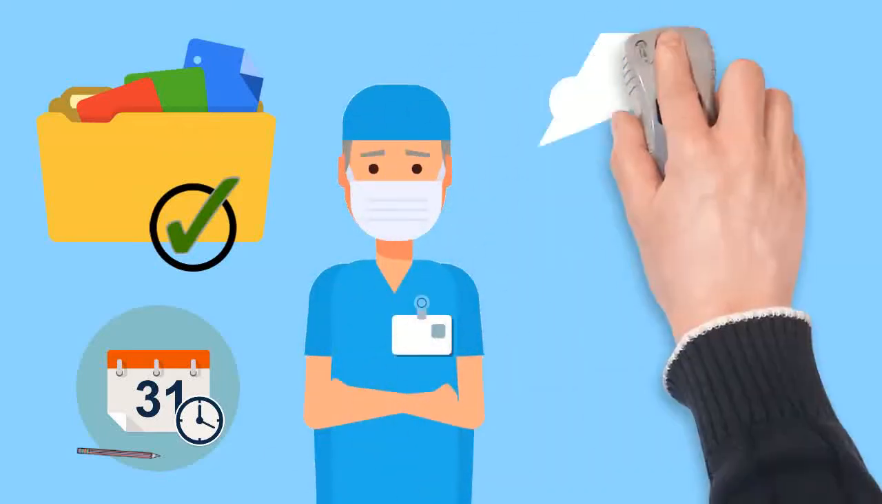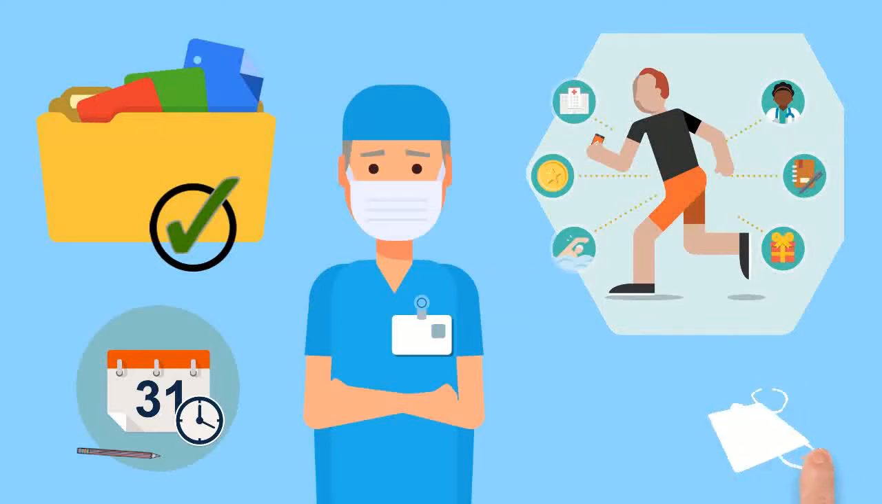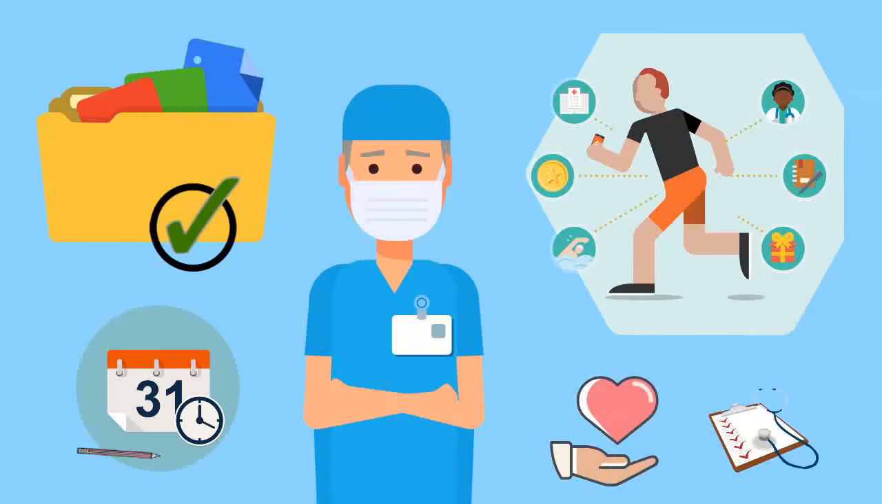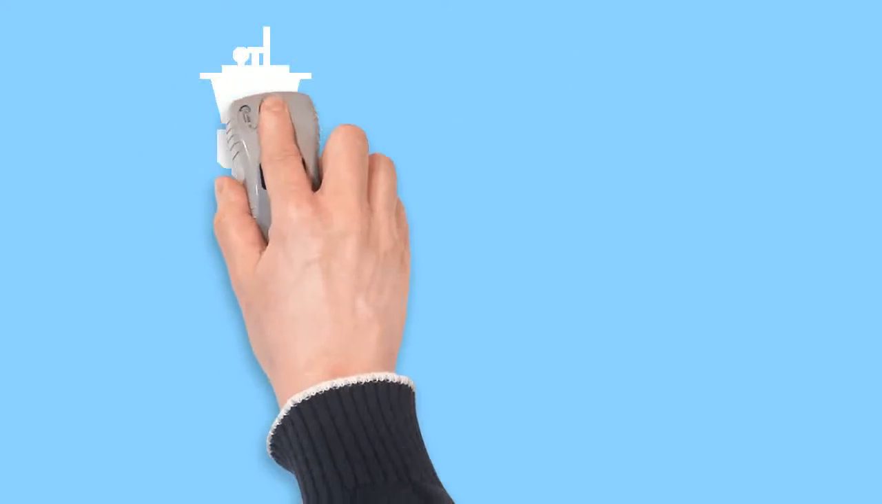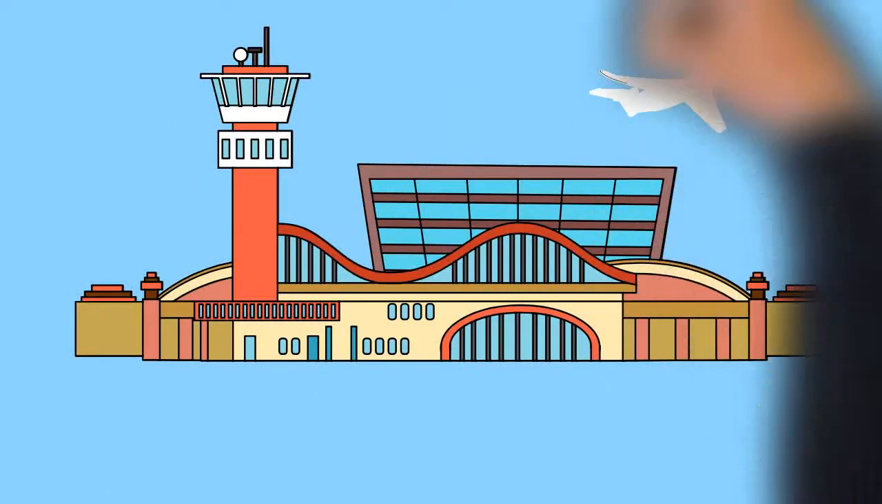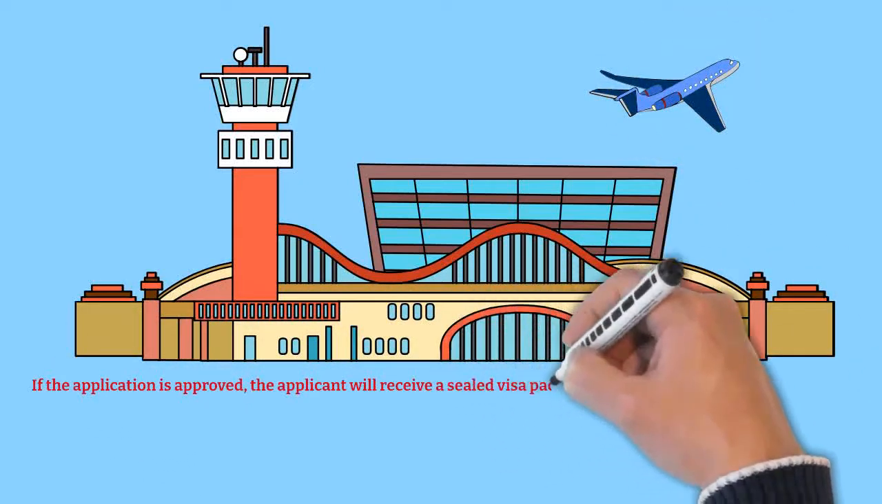At this time, the applicant will also need to schedule a medical exam with a panel physician, in their country of residence. The medical exam should be completed far enough in advance of the appointment that the results can be sent to the consulate by the time of the interview. If the application is approved, the applicant will receive a sealed visa packet, and their passport will be stamped with the immigrant visa, which is generally valid for 6 months.